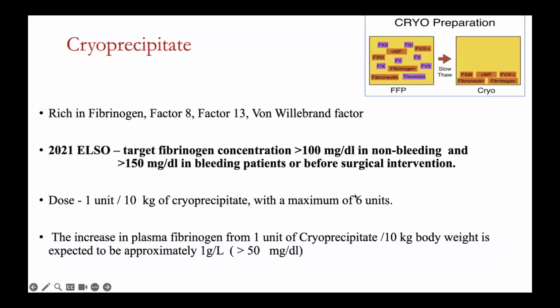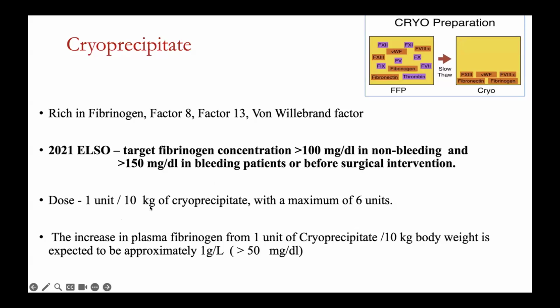Now, what about cryoprecipitate? So cryoprecipitate is very rich in fibrinogen. And fibrinogen can be consumed, there can be dysfibrinogenemia on ECMO. So apart from your INR and APTT, please do check your fibrinogen. If your fibrinogen is low, then you give cryoprecipitate. And this is the target, 100 in non-bleeding and 150 in bleeding patients or before any surgical intervention.